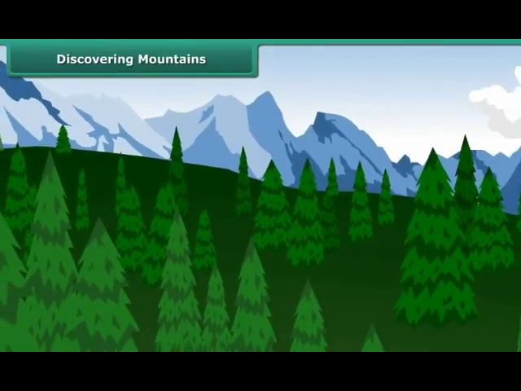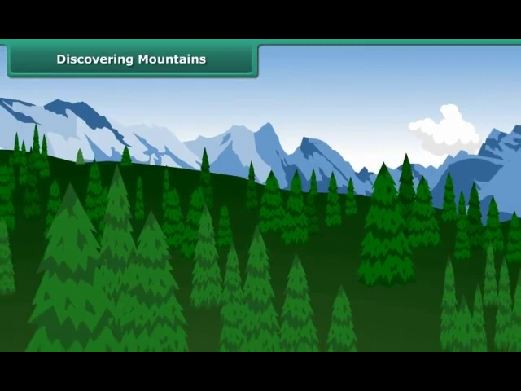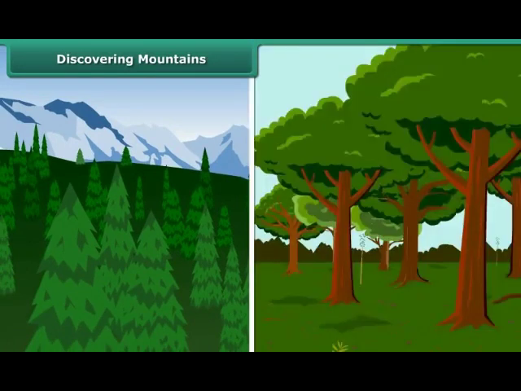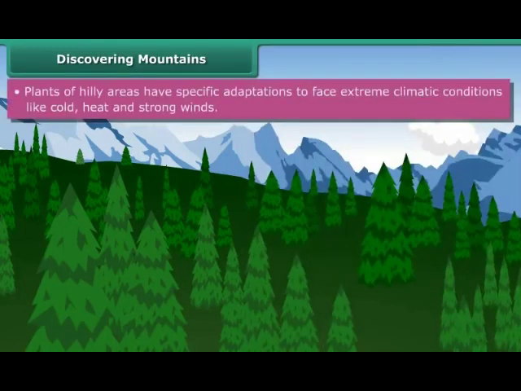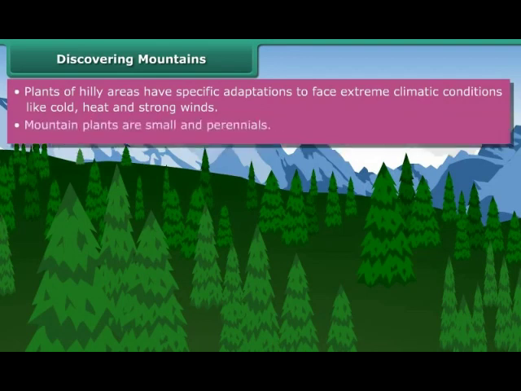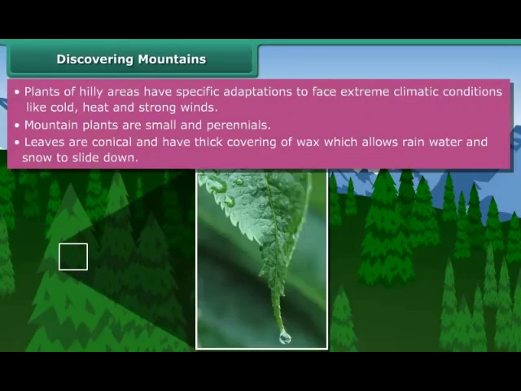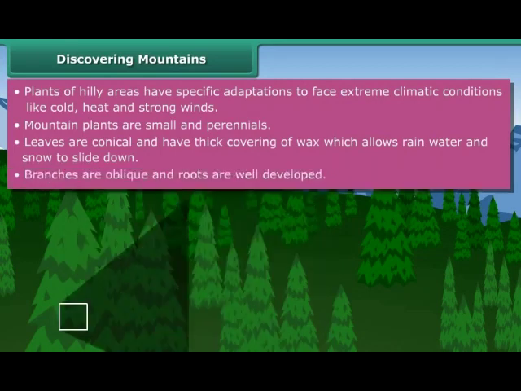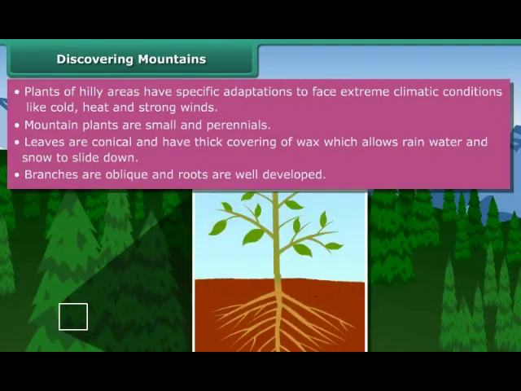Students, did you ever think why trees growing in hilly regions are different from the trees growing in grasslands or forest regions? Plants of hilly areas have specific adaptations to face extreme climatic conditions like cold and strong winds. Plants are small and perennials. Leaves are conical and have thick covering of wax which allows rainwater and snow to slide down. Their branches are oblique and roots are well developed.